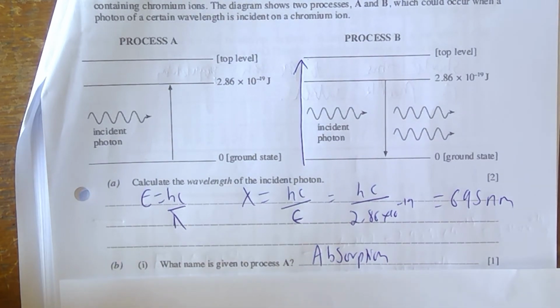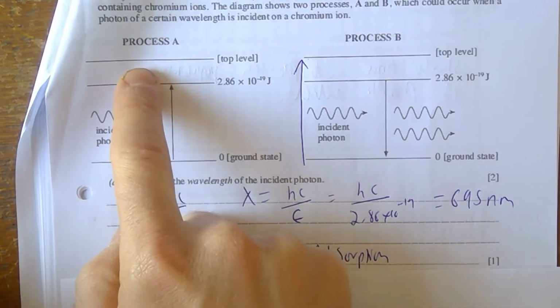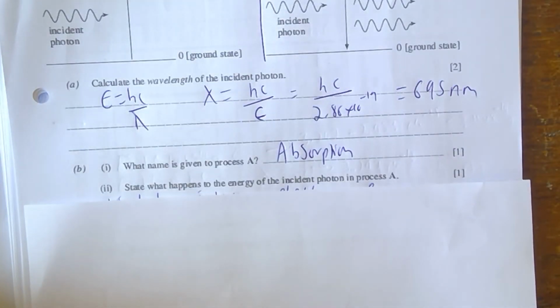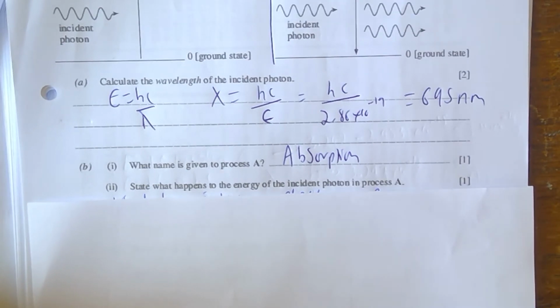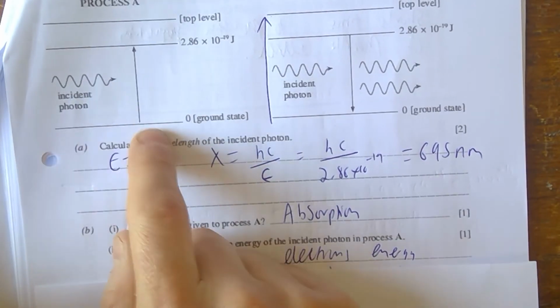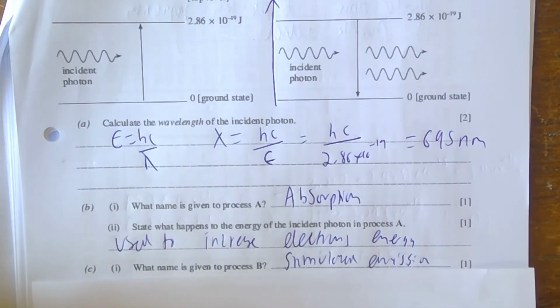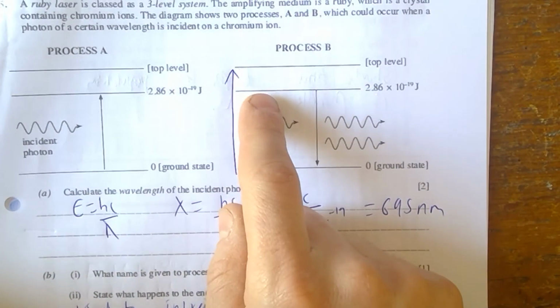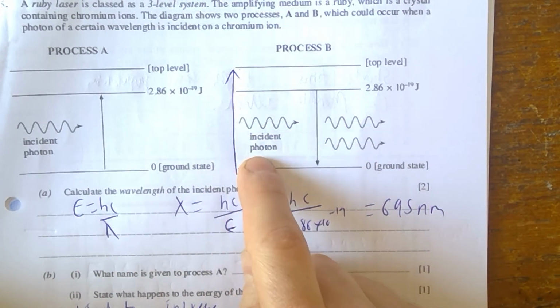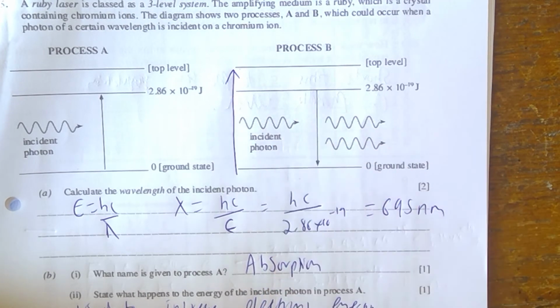That's not pumping. Pumping is a very specific type of absorption when we send electrons from the ground state to the highest energy level. What happens to the energy of the instant photon in process A? It's used to increase the electron's energy. That photon disappears, the electron just gains the energy equal to the energy of the photon. Name of process B, that's a stimulated emission. We've got an instant photon, it knocks an electron down, I get another photon that's identical out. I've amplified my light.